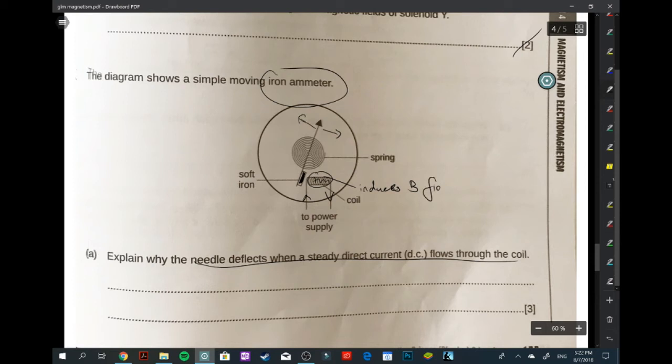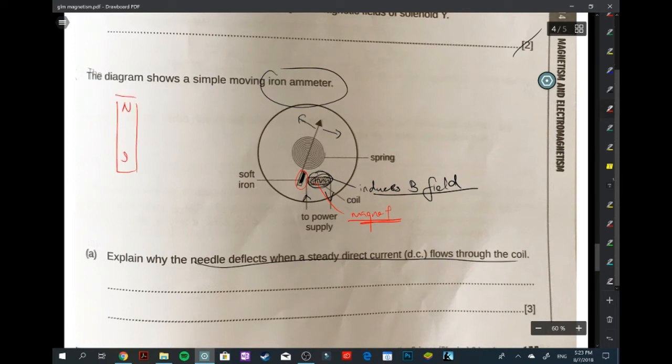It induces a magnetic field, and when it induces a magnetic field, this entire thing functions like a magnet. So you can treat this as a magnet. Now when this thing functions like a magnet, what happens over here? Attraction happens, right?